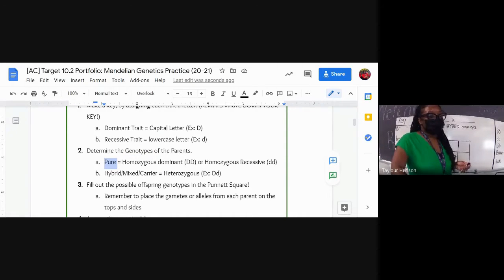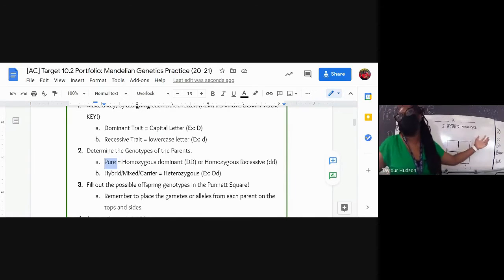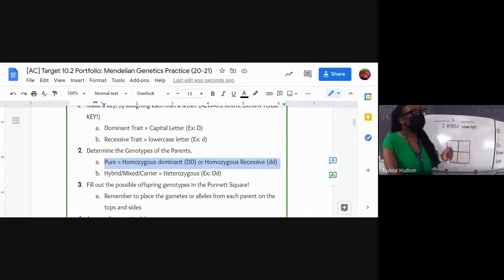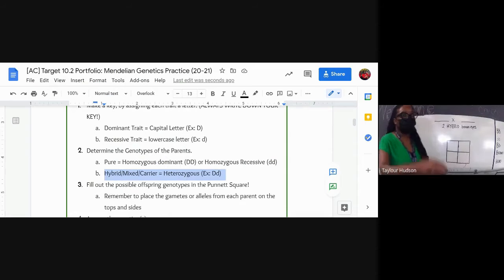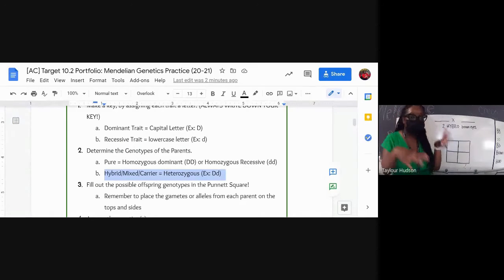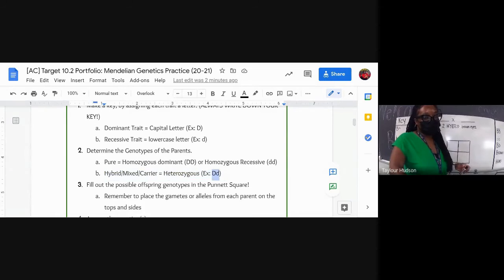If you read a question and it says that the parents are pure for a trait, pure is code word for homozygous. Remember, you can be homozygous dominant and have 2 uppercase letters, or you can be homozygous recessive and have 2 lowercase letters. All right? Or if you're reading a question that says the parents are hybrid, like the one we're looking at for number 1, or if they're mixed or they're carriers, that is code word for heterozygous. Remember, heterozygous individuals have both an uppercase letter and a lowercase letter because they have both the dominant allele and the recessive allele.